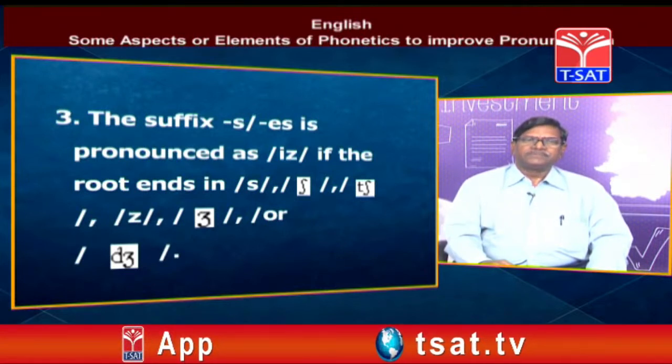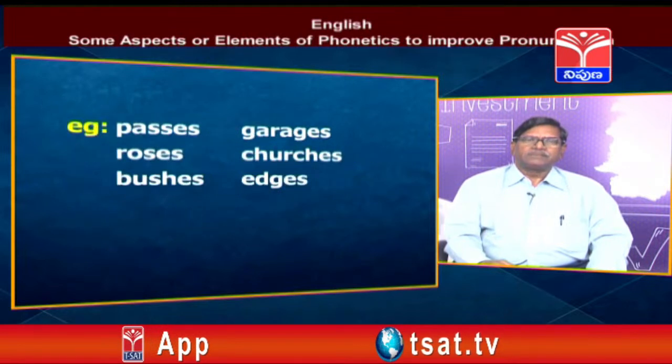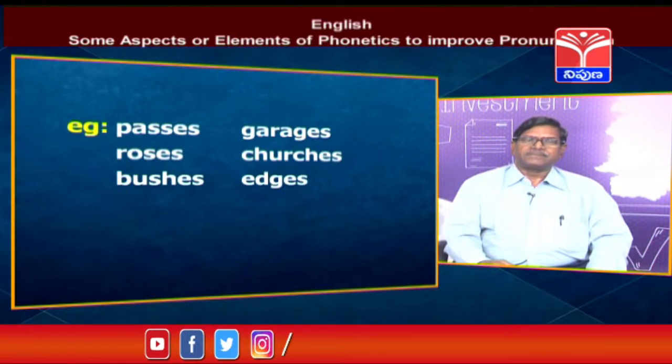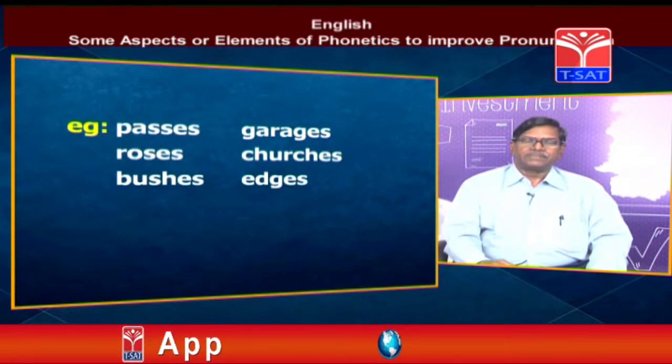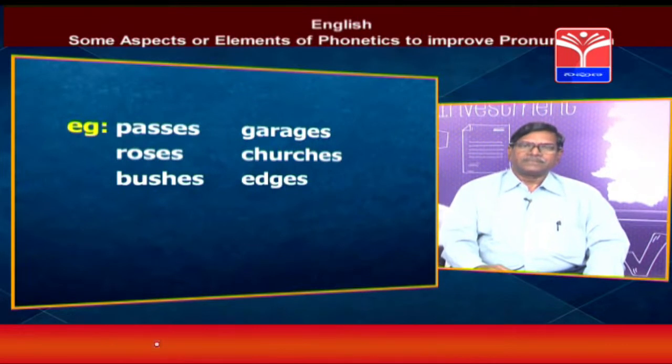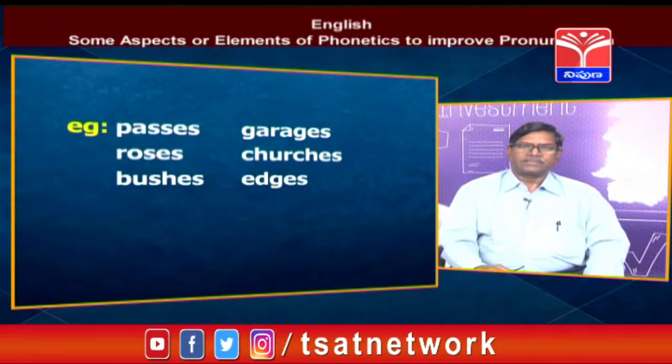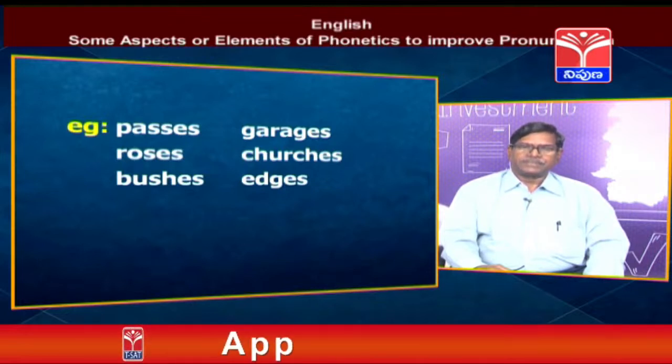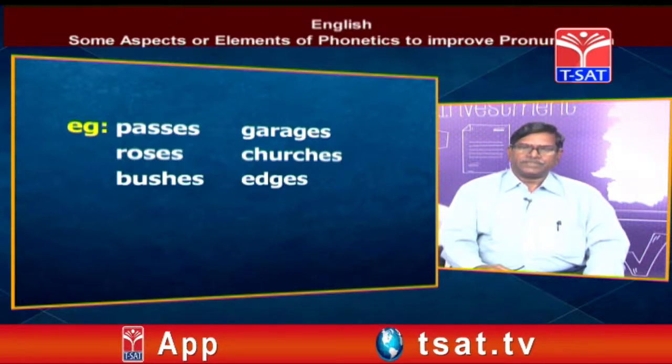So, look at the examples. Pass, plural marker es is pronounced as iz. Passes, rose, roses, not roses. Bush, bushes, not bushes. Garage, garages, not garages, it is garages. Church, churches. Edge, edges, judge, judges, like that.